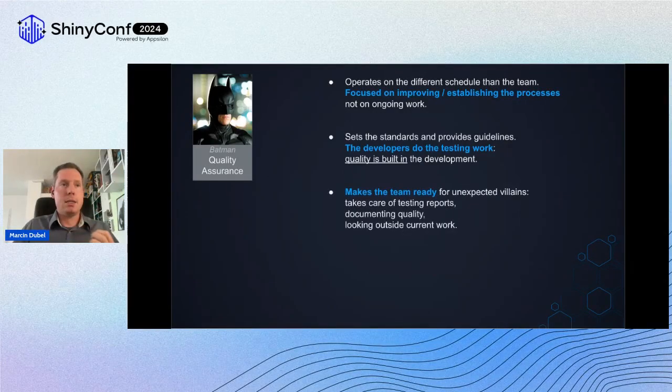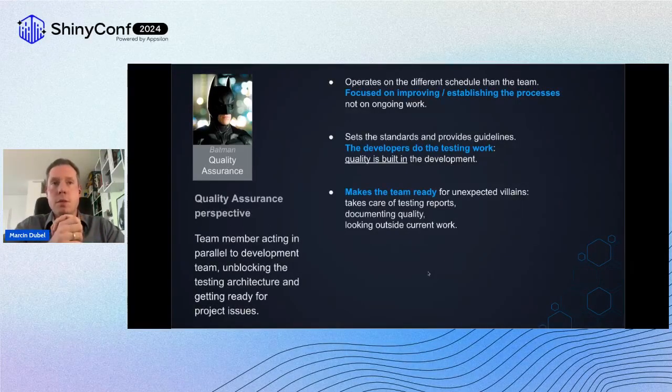And he makes the team ready for the unexpected villains. So he takes care of testing reports, documentation, and he looks outside the current work. What might be the risks to mitigate? So when we are facing the challenges, or this chaos, external managers, we are ready to prove that the project is of great quality, documented, ready and stable to be a production application. So this is the key point, that quality assurance is working in parallel with the development team, and it's unblocking them when there is a mess in the project, unblocking the architecture and getting ready for the issues.